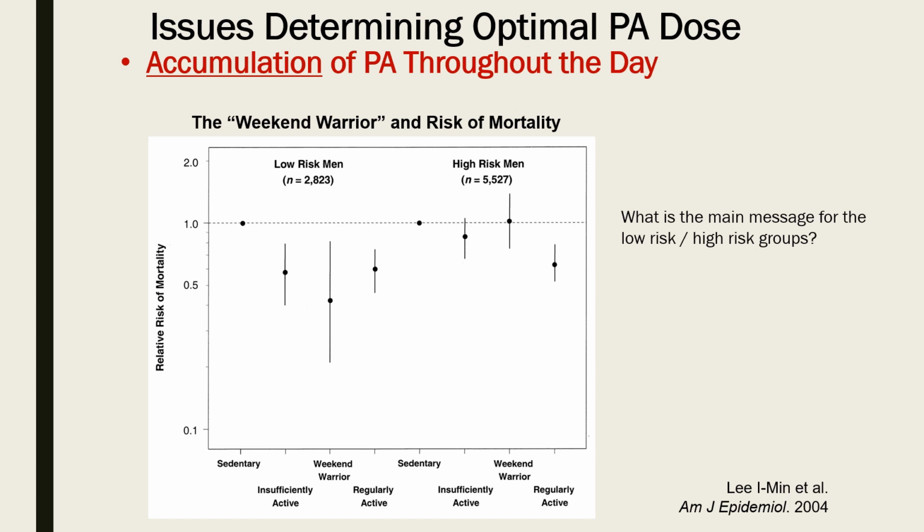For the high-risk group, who had the lowest mortality risk, it was the regularly active group. Weekend warriors in this group showed a mortality risk similar to that of the sedentary group, while the insufficiently active group had a lower risk. This indicates that for high-risk individuals, shorter but more frequent bouts of activity provide the most health benefits.